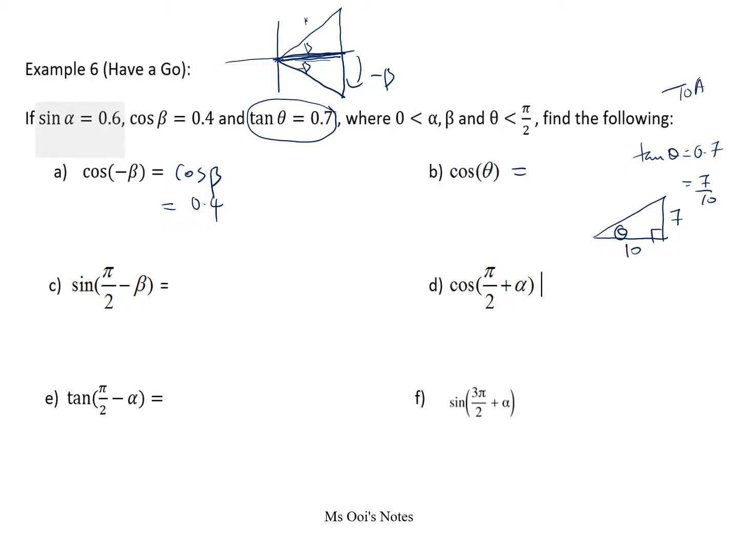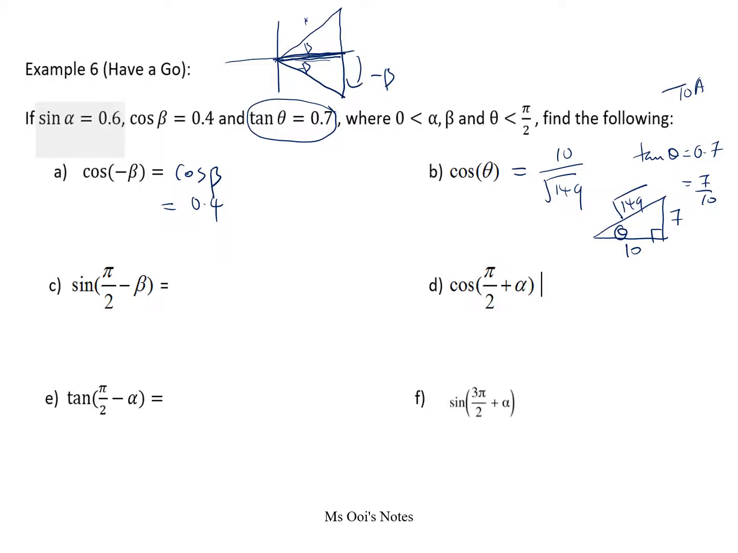Okay? And we can work out the hypotenuse, which is the square root of 10 squared plus 7 squared. So 10 squared is 100, 7 squared is 49, so it's 149. So the square root of 149. So cos theta is adjacent over hypotenuse, and we can't reduce it further, so we leave it that way.